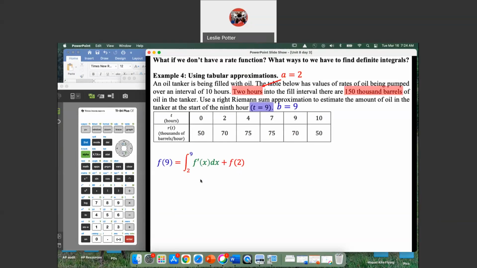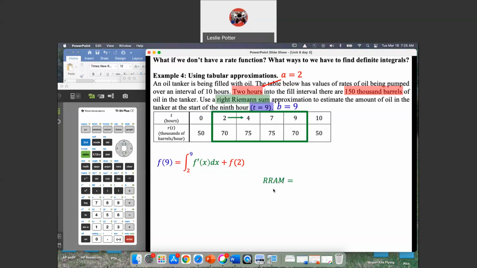So setting up my fundamental theorem of calculus, I want to know a future value at t equals 9. I'm going to accumulate from 2 to 9 my rate, but my rate is tabular, so I'm going to have to do a Riemann sum then. And I need to add on what I started with, which is 150,000 barrels. So let's take a look at that Riemann sum. It's a right Riemann sum, which means we're going to be using the right values, which means the values at 4 and 7 and 9. And so let's go ahead and calculate that.